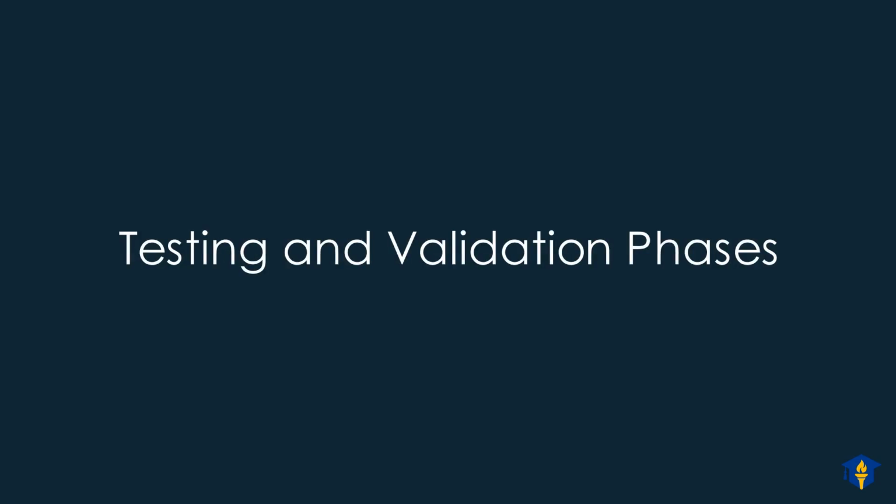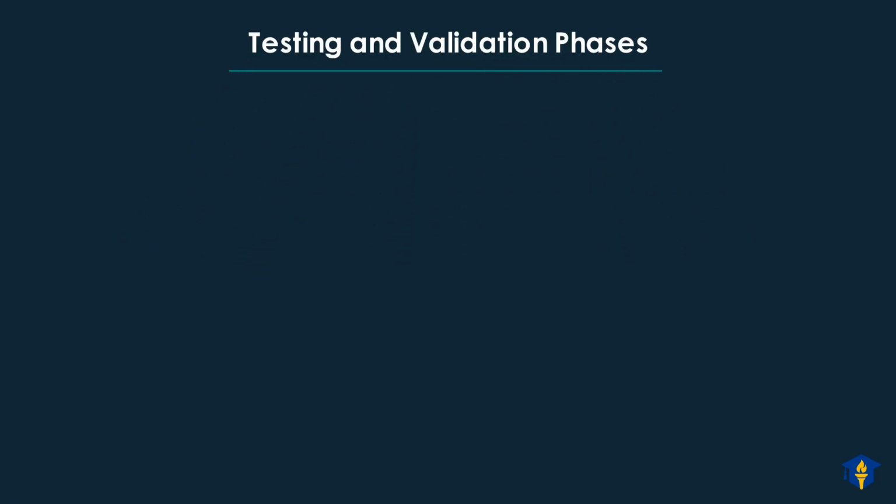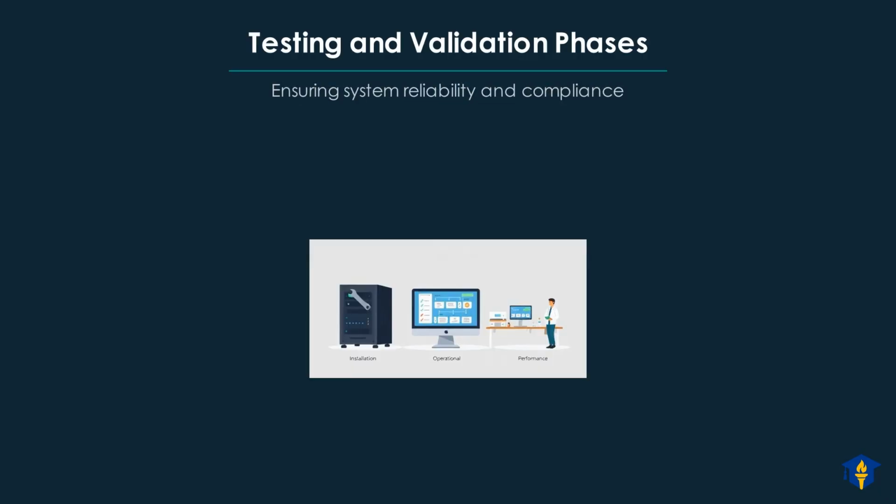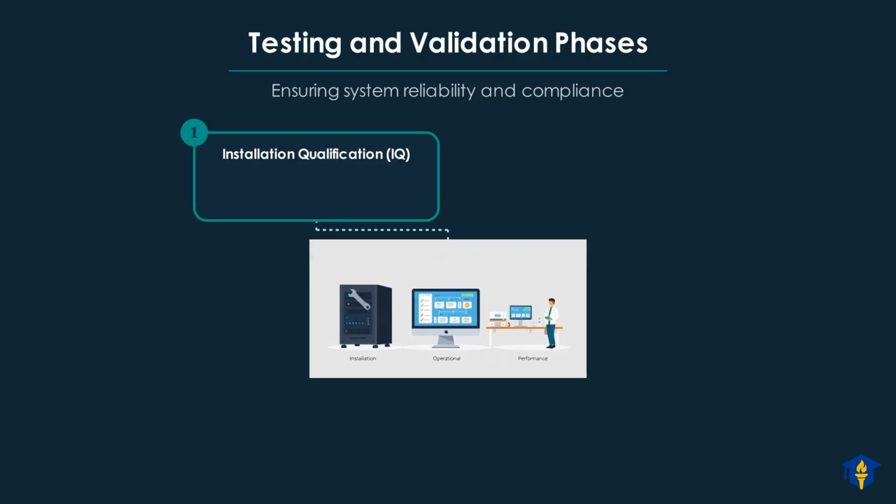Let's examine the crucial testing and validation phases for LIMS workflows. These phases are essential for ensuring both system reliability and full regulatory compliance. The first phase is installation qualification, often referred to as IQ. IQ verifies that the LIMS has been installed correctly and according to its specifications.